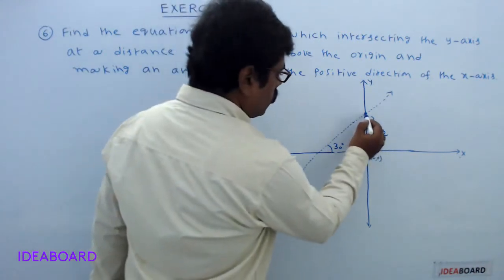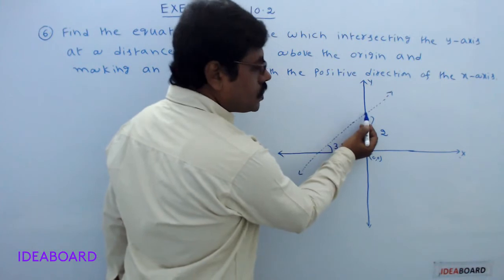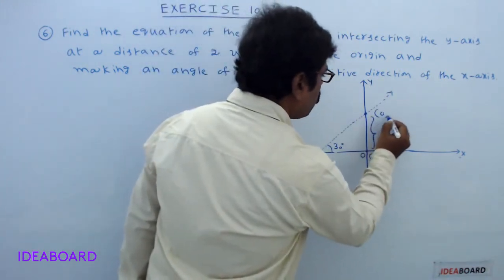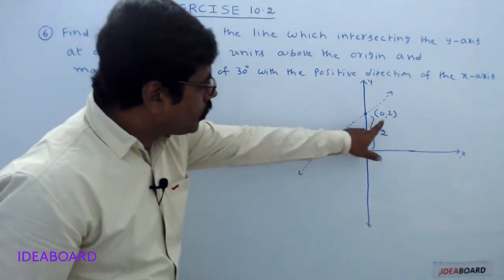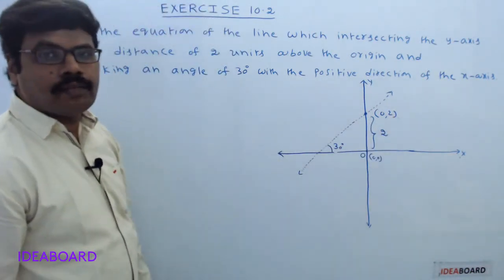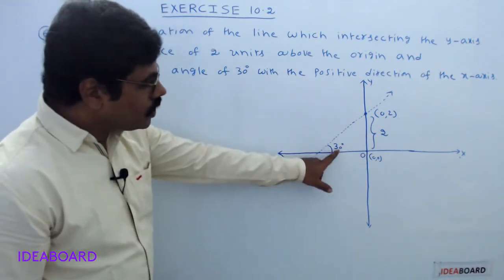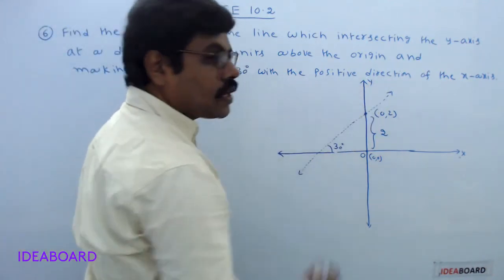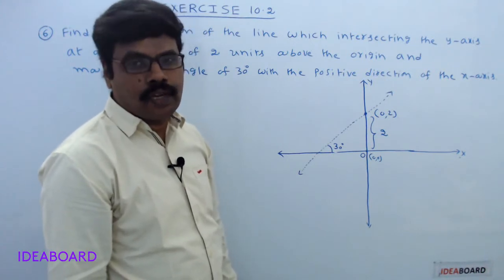Now here this point lies on the positive y-axis. So on the y-axis the x coordinate will be 0. So this point's coordinates will be 0, 2. So the required line passes through the point 0, 2. This line makes an angle of 30 degrees with the positive direction of x-axis. So the inclination of this dotted line will be 30 degrees. So the slope of this line will be taken as tan 30 degrees. That should be 1 by root 3.